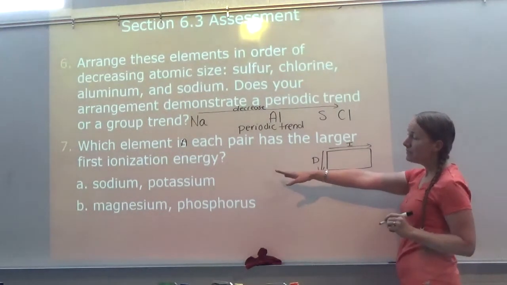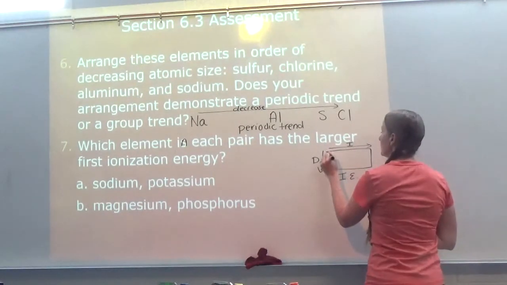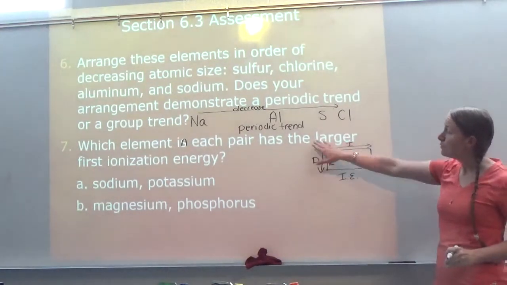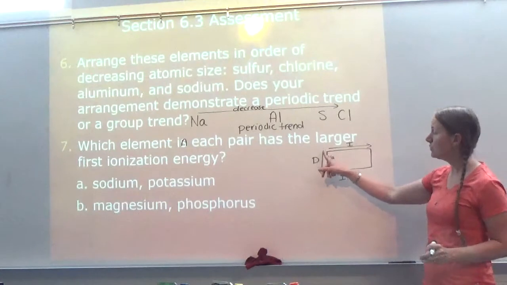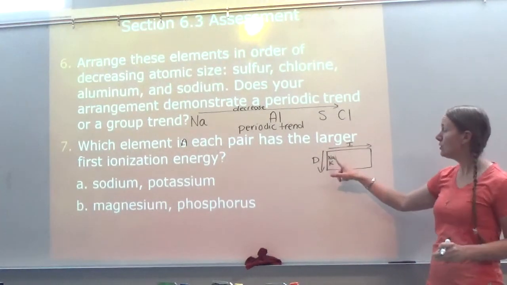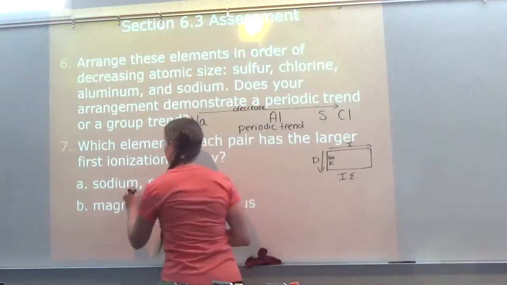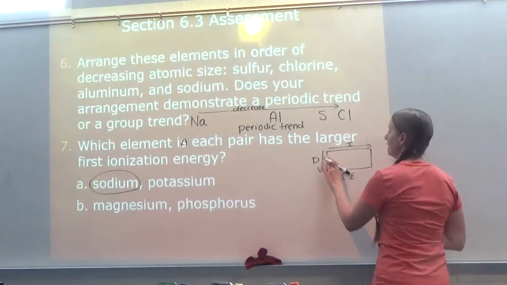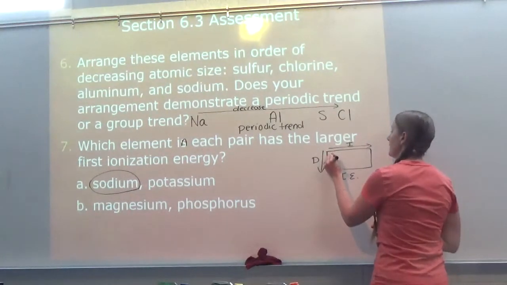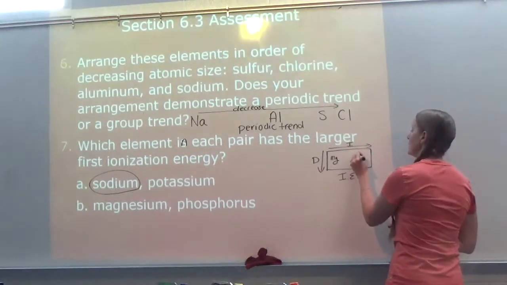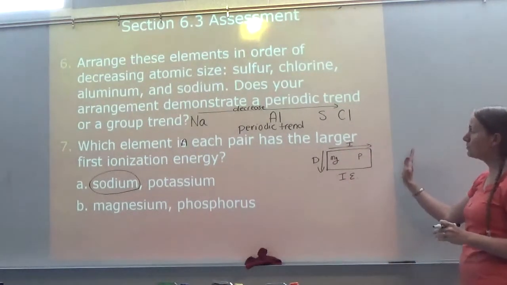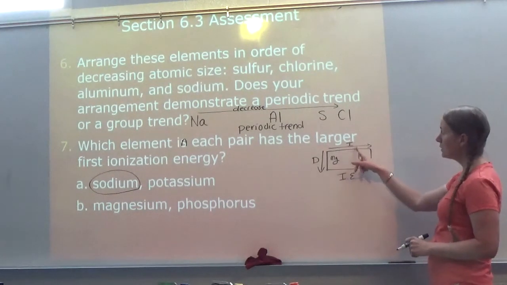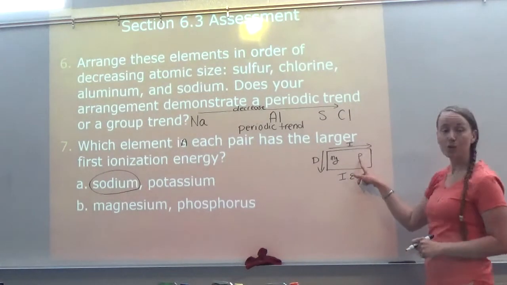All right, so we have sodium and potassium. If you look on the periodic table, sodium is right here, and potassium is right under it. So it says which has the larger first ionization energy? Well, as you go down, it decreases. So who has the larger one? Sodium does. All right, so now let's look at our next two. So we have magnesium and phosphorus. If you look on your periodic table, magnesium's right here, and phosphorus is in the same period, but it's down to the right of the periodic table. So which element has larger first ionization energy? Well, what does ionization energy do as you move across? It increases. So who has the larger one?